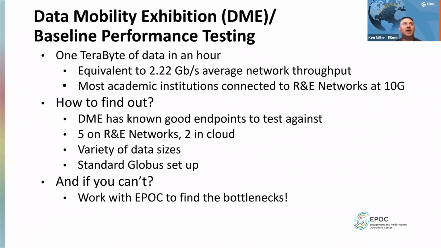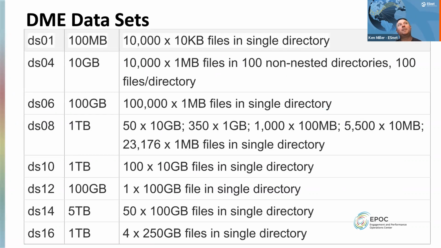One of the other pieces we're looking at, we talked about the 1 terabyte per hour. We have known endpoints here. We have 5 RNA regionals and 2 in the cloud right now. A standard globe is set up. We'll set up and work with you. We'll also work to find your bottlenecks to see what's going on out there related to some of these pieces, to get your campus ready. And even after the beginning of semester, if you notice something's going on, you can contact us as well.